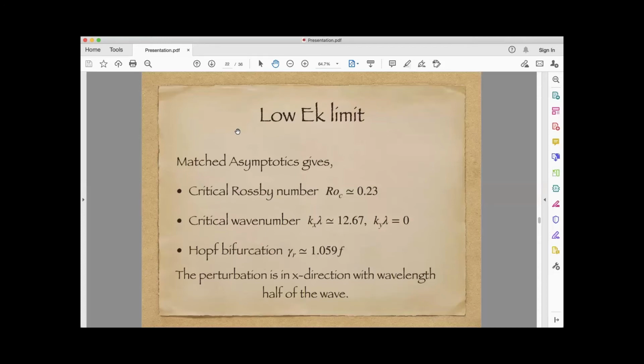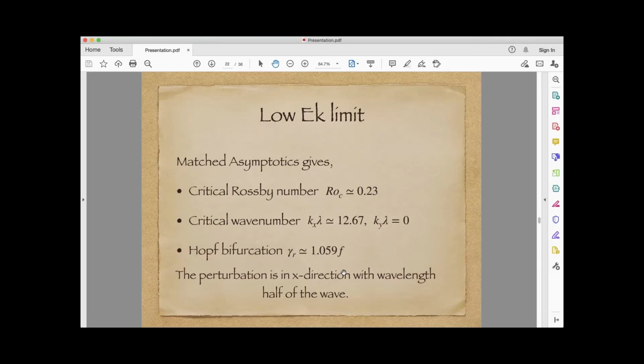You do some matched asymptotics, and then you get the critical Lagrangian number in the low Ekman limit to be 0.23. And the critical wave number of the instability is actually only dependent on x, which is interesting. It just varies along the x direction. There's no variation along the y direction. And the frequency, if you remember, is very close to 1, and it kind of reminds you of the quasi-inertial wave, right? So quasi-inertial wave also has a frequency which is close to f. So it kind of points to a direction that maybe this is a quasi-inertial wave which became unstable in this system. But again, we didn't go too much into that particular direction, just to mention this point.